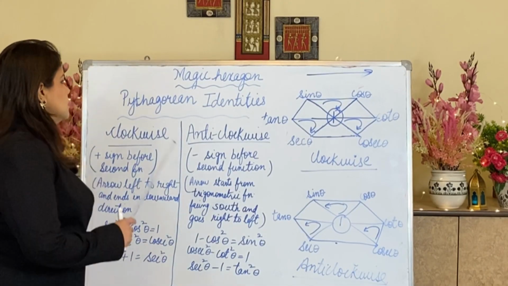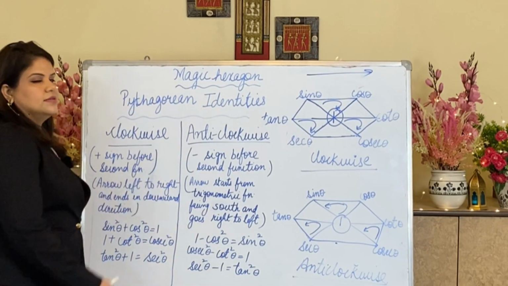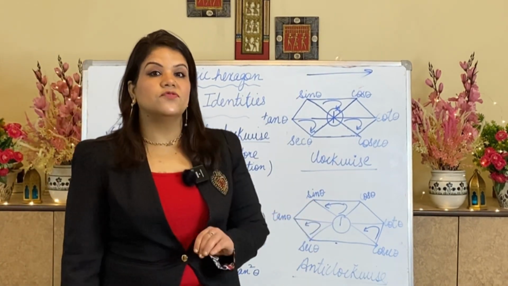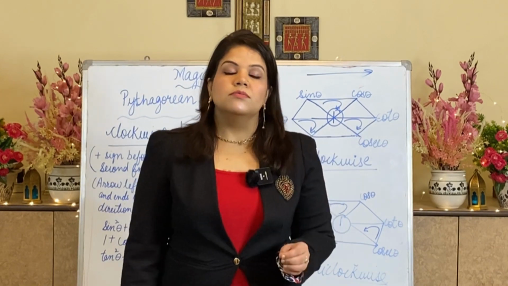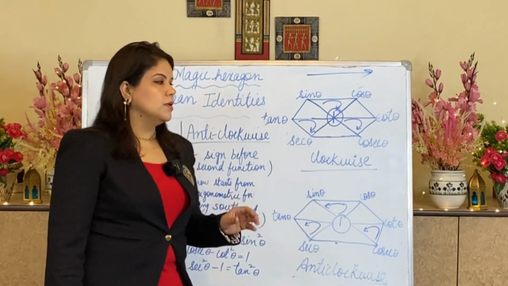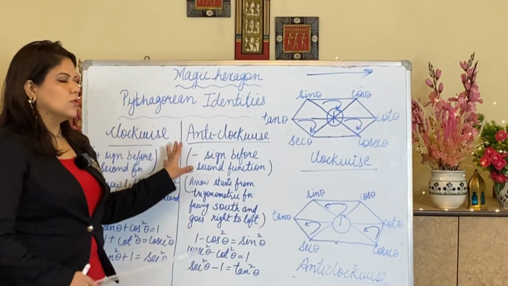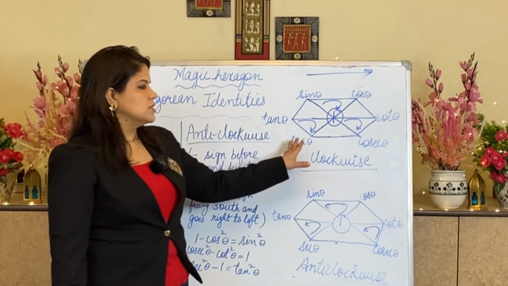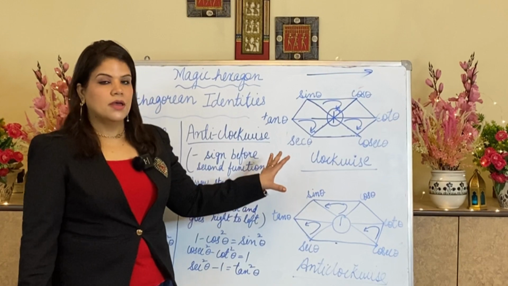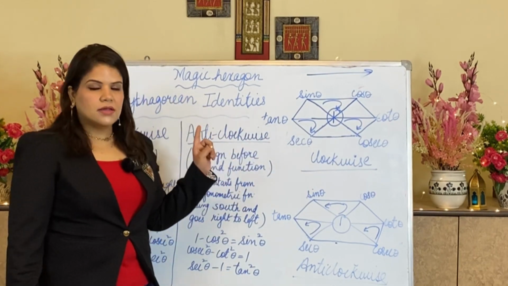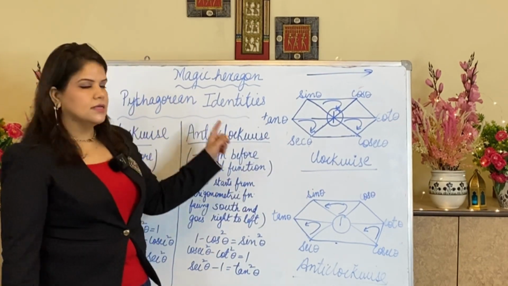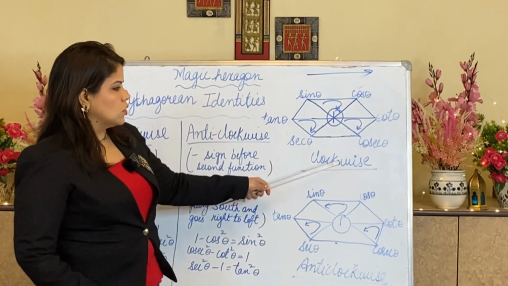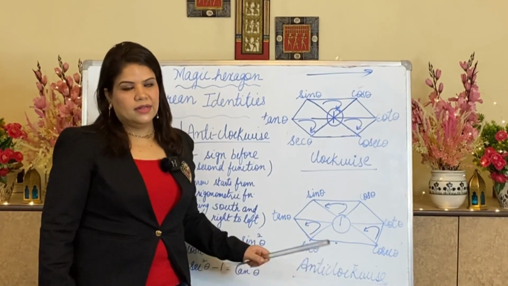Now I am taking Pythagorean identities. They are the ones which are difficult to learn, and mostly students have problems in learning these Pythagorean identities. But it will become very simple for you using this magic hexagon. In Pythagorean identities, I will be taking triangles, one time clockwise and one time anti-clockwise.